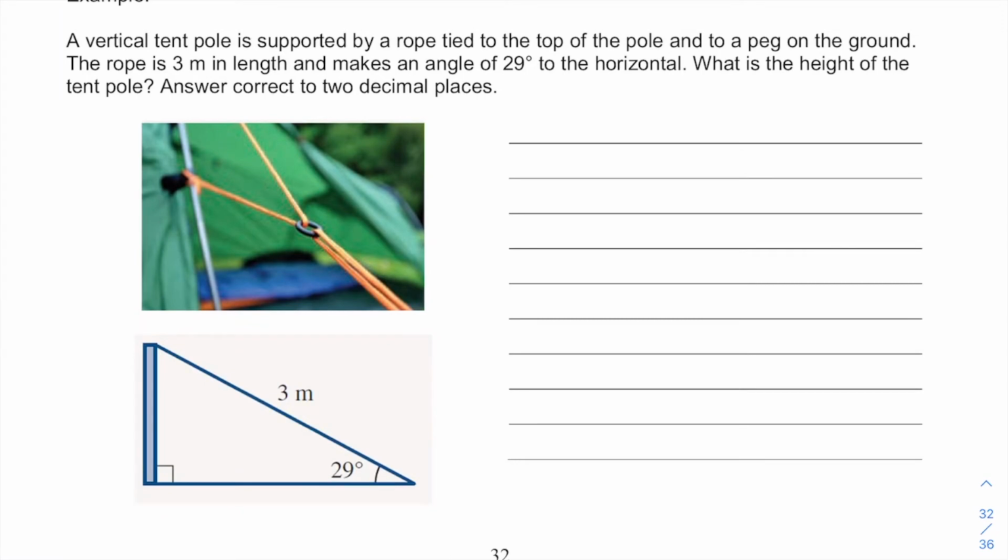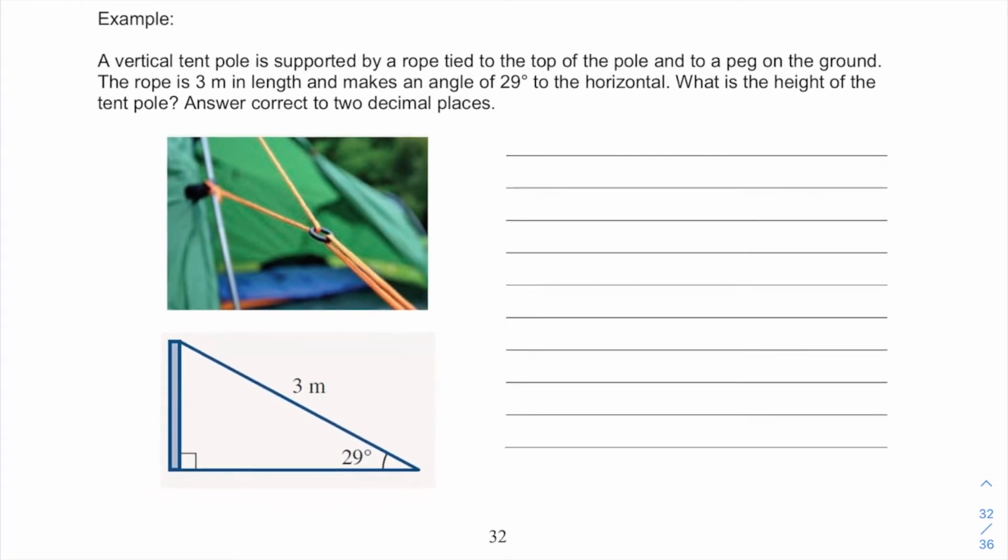Here's our first example. We have a vertical tent pole. It's supported by a rope tied to the top of the pole and to a peg in the ground. The rope is 3 meters in length and makes an angle of 29 degrees to the horizontal. What is the height of the tent pole? We want this answer correct to 2 decimal places. Here we've got a picture of a tent pole and a guide rope, and then the actual diagram that we need.